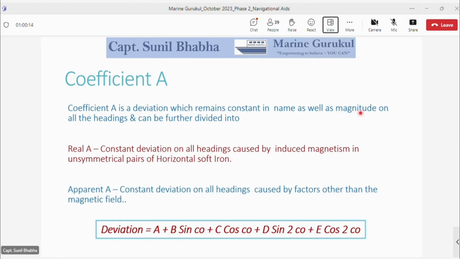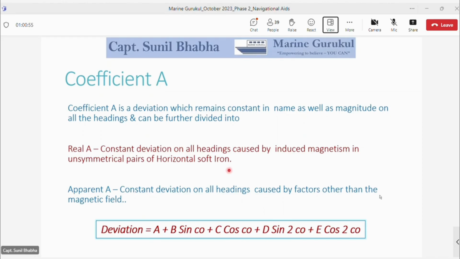The vessel can continue to change its heading, and the deviation which is generated because of coefficient A does not change at all. It has two components and it can be divided into these two components. One is called real A, another is called apparent A. What is this real A part of the coefficient A? It is a constant deviation on all the headings caused by induced magnetism in unsymmetrical pairs of horizontal soft iron.